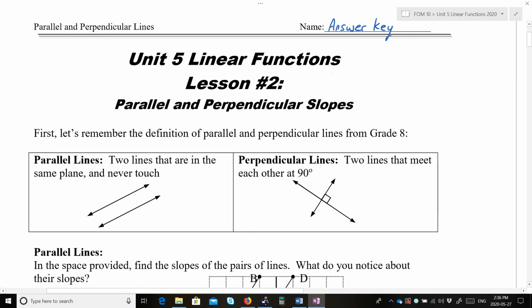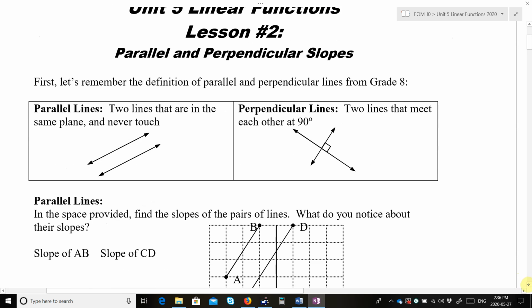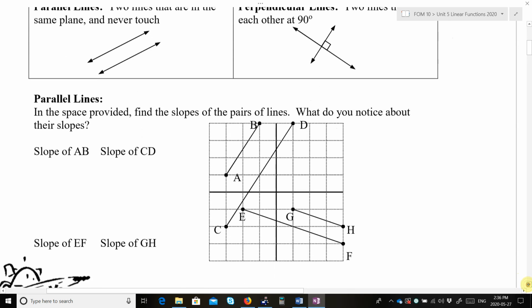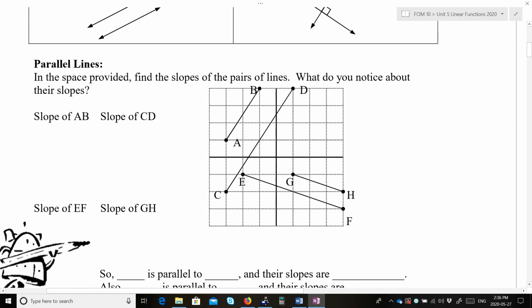First, let's remember the definition of parallel and perpendicular lines from grade 8. Parallel lines are two lines that are in the same plane and never touch. And perpendicular lines are two lines that meet each other at 90 degrees. Meet each other at a 90-degree angle. So we'll first start off with parallel lines.